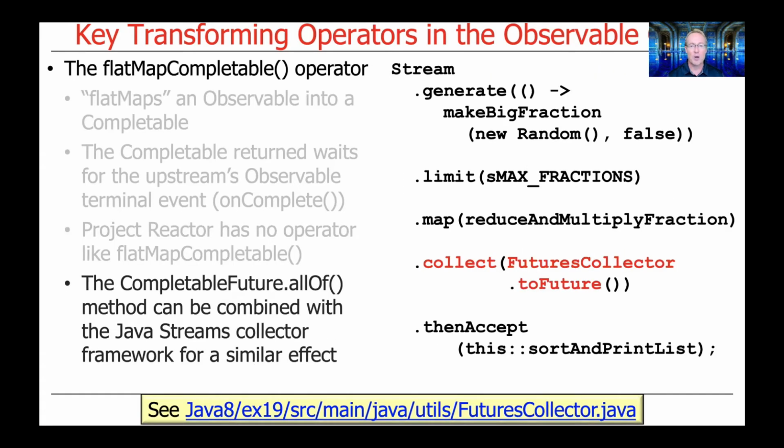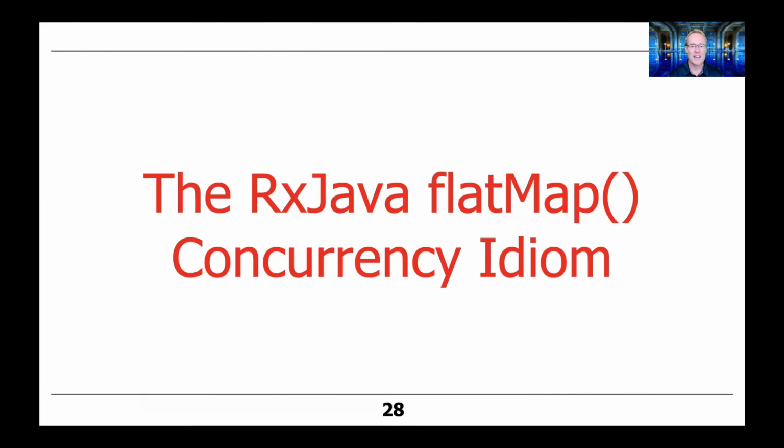The CompletableFuture allOf method can be combined with Java streams and its collector framework to get a very similar effect to the flatMapCompletable operator. And if you take a look at this link at the bottom of the slide, you'll get a chance to see how that stuff works. We don't really cover completable futures in this course, but it's still worth being aware of.